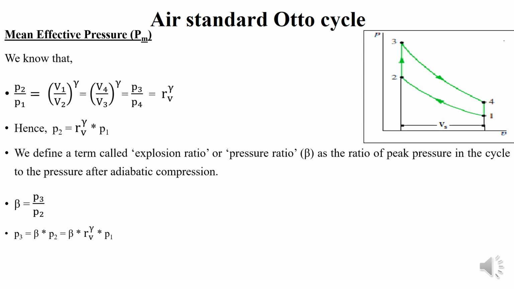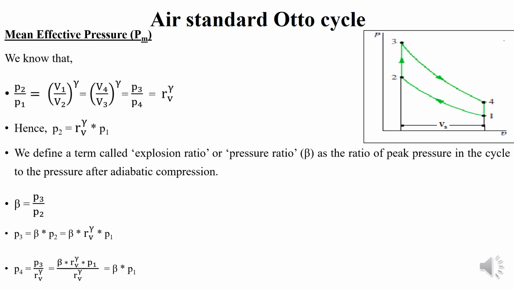Now we have to get P4. Over here we already have P4 is nothing but P3 by RV to the power gamma. The P3 value is there over here, so substitute and get P4 in terms of beta. So P4 is nothing but beta times P1. So this is P4, P3 and P2 in terms of P1, RV and beta.